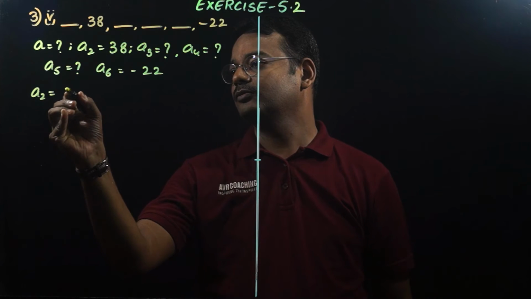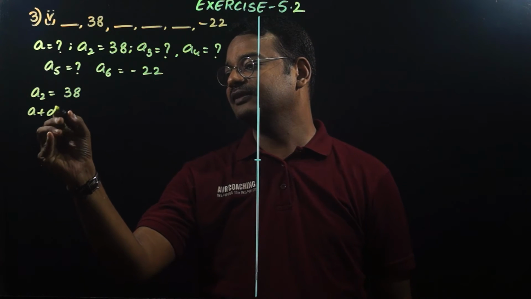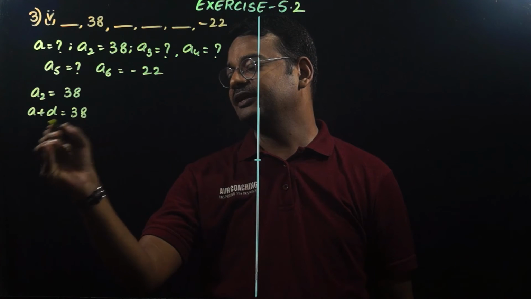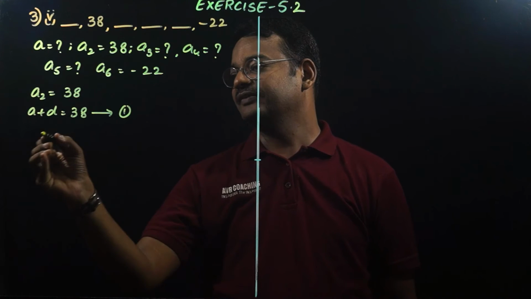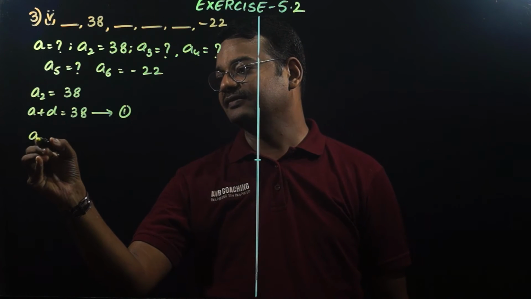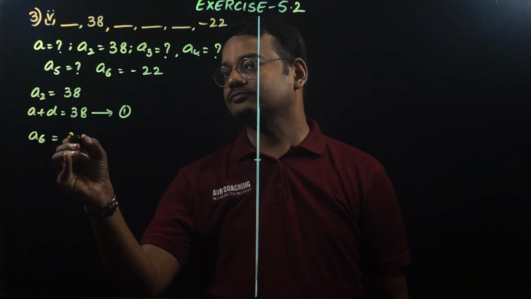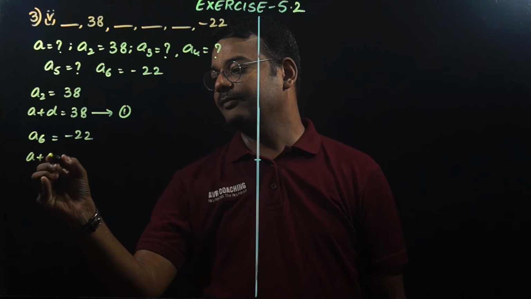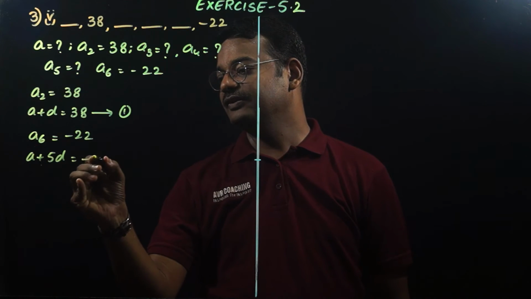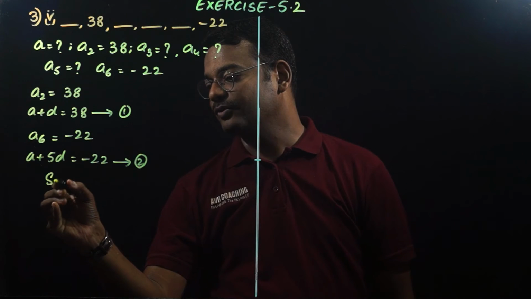A2 equal to 38. But the formula for A2 is A plus D is equal to 38. So this is equation 1. Similar way we will write A6. A6 is equal to minus 22. So A6 is nothing but A plus 5D, which is equal to minus 22. Now this is equation 2. Now solving equation 1 and 2.